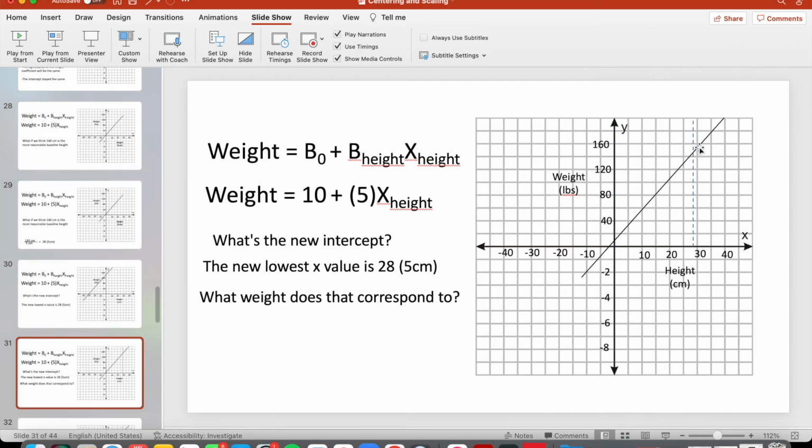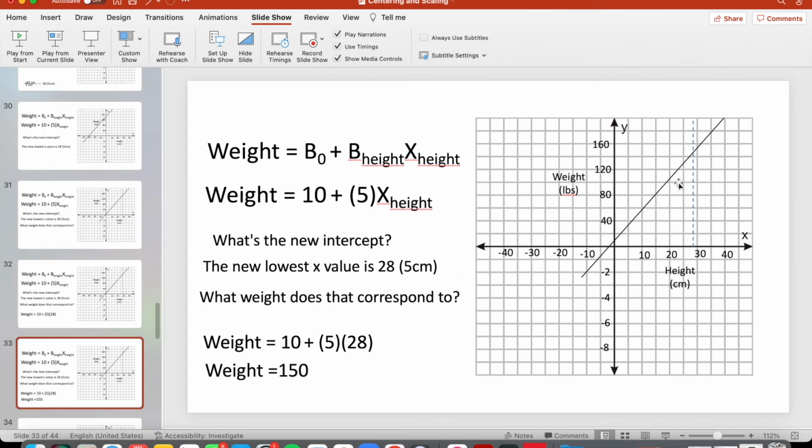And so when I move that over, you can see it comes out to around 150, and we can see if that's the case by plugging this value of 28 into the equation, because this equation is describing this line. If we know the x value is 28, we can get the y value. So it comes out to 150, so that gives us an indication that we're making the right decision. So now our equation is weight equals 150 plus 5x.